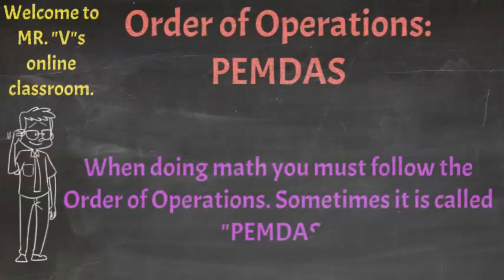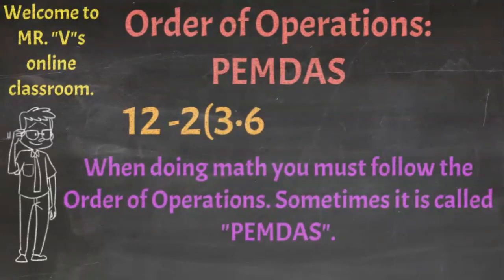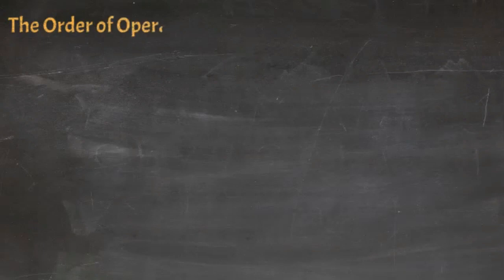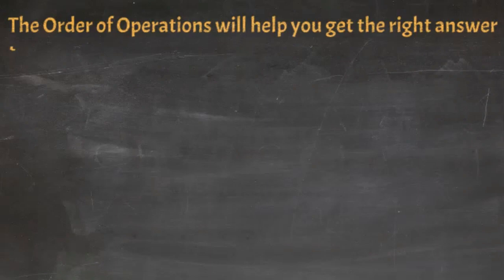So here's an example of a situation where you would do this. 12 minus 2 times the quantity 3 times 6 minus 12 plus 6. And what would that equal to? The order of operations will help you get the right answer to any math problem. This is the basis of all mathematics.